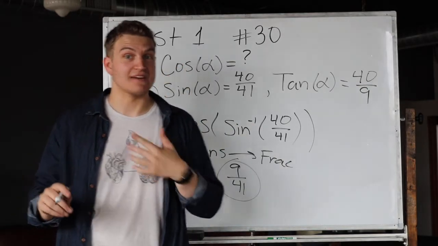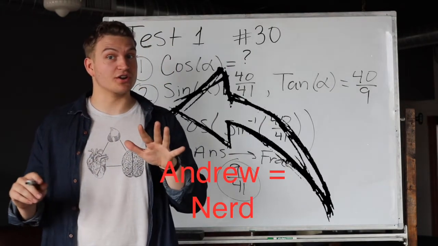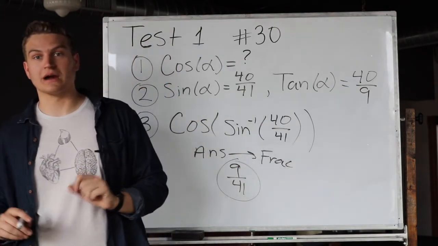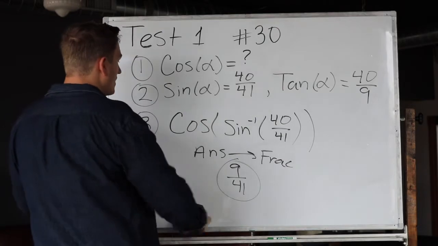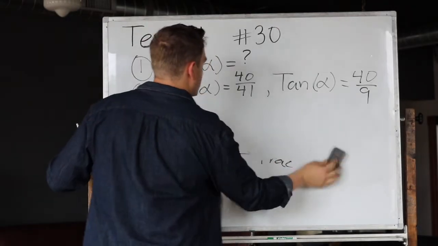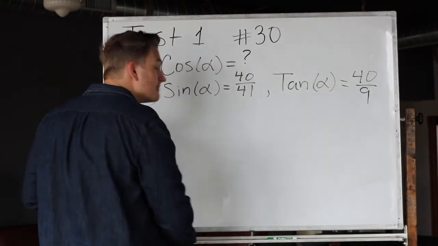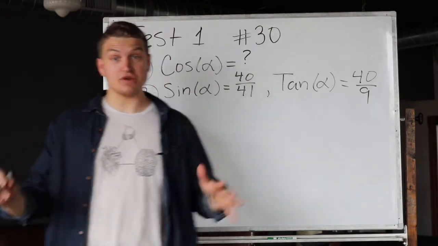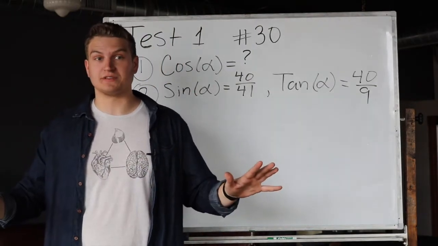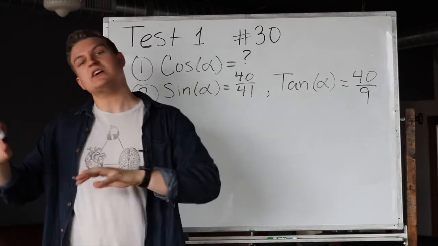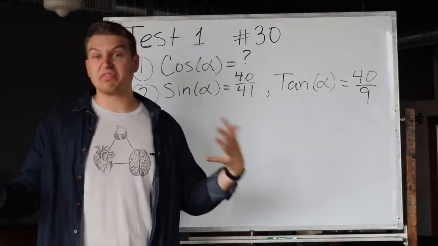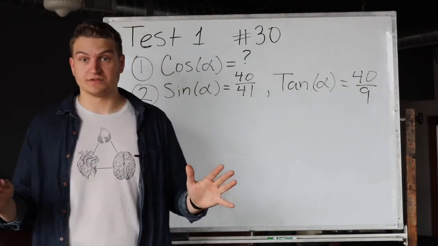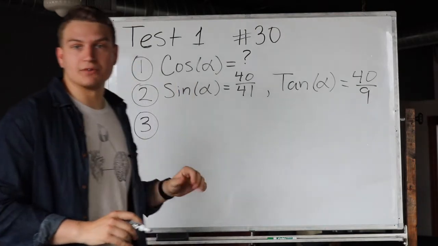But if you're like me and you're a nerd who loves math, I'm going to walk you through how to do this by hand also. So there are many ways that you could do this by hand. There's a whole bunch of different ways. You could use trig identities, you could use the Pythagorean theorem, you could use a whole bunch of different techniques. But here's how I'm going to do this.